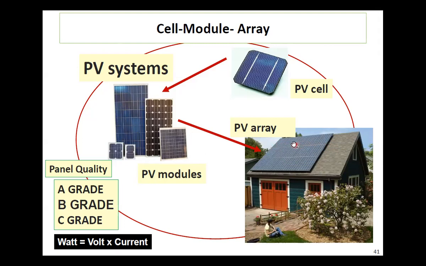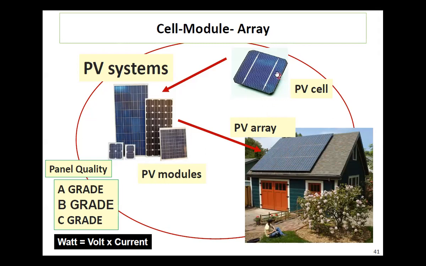And here you can see on the rooftop there are more than one solar panels. 1, 2, 3, 4, 5, 6. 6 in this row, 6 in this row, and 6 in this row. The total of 18 solar panels. And they are actually connected with each other. So this combination is known as the photovoltaic array.